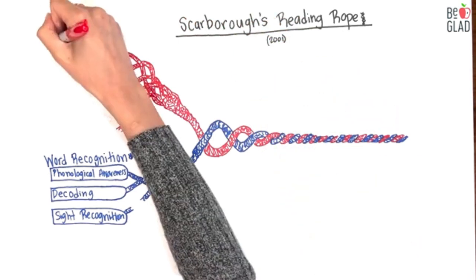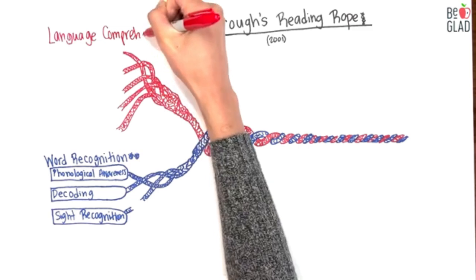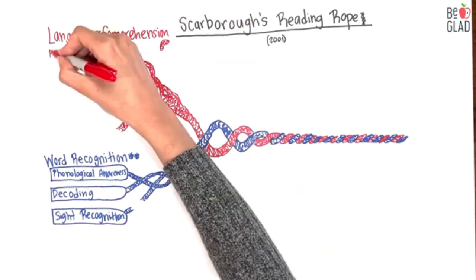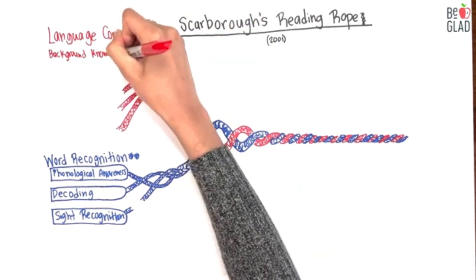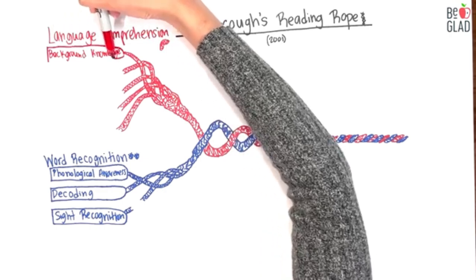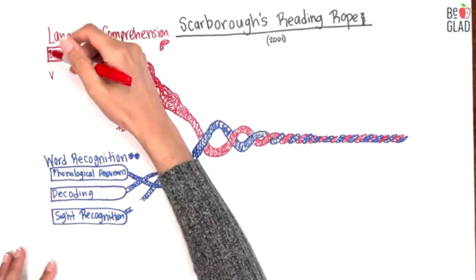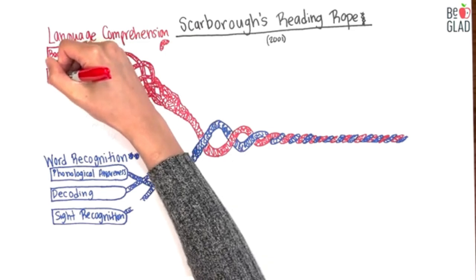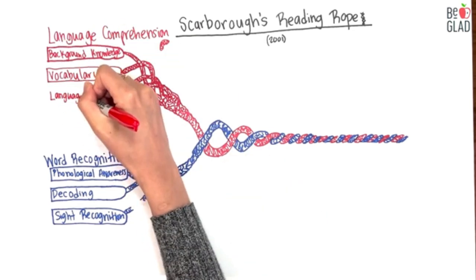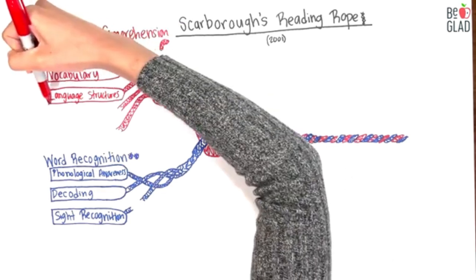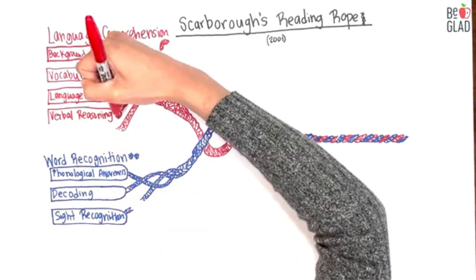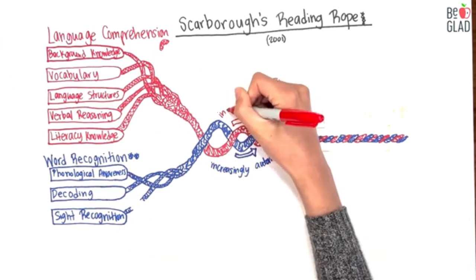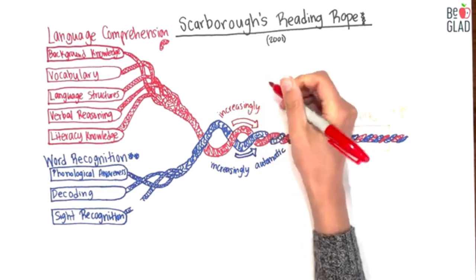Then their cognitive energy can go towards understanding what that word is, how it fits in within the particular piece of text. The top part of Scarborough's reading rope relates to language comprehension. This is a separate but just as important strand. Here, we're talking about the background knowledge that students have and need in order to understand what's written. The vocabulary that's embedded within the text that students need to understand in order to comprehend. The language structures that are presented, how complex the text is. Verbal reasoning skills like metacognition, and literacy knowledge like genres, for example. We want students to be increasingly strategic with this knowledge as they move towards comprehension.